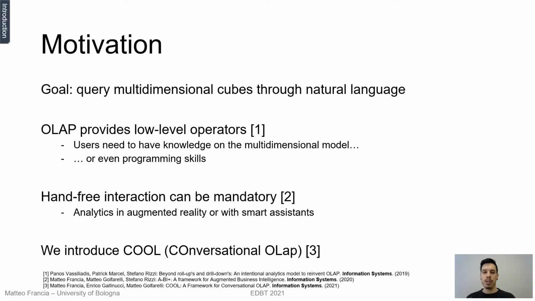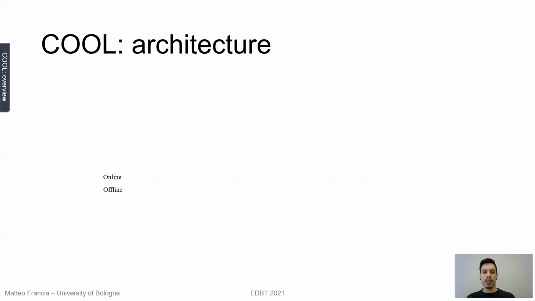So we introduce Cool, a framework for conversational OLAP. The architecture of Cool is composed of two phases. The offline phase runs just one time when we first populate our system, and then the online phase runs each time the user issues a new query to the system. The goal of the offline phase is to populate what we call the knowledge base, where we put all the tokens that actually contribute to the translation process.